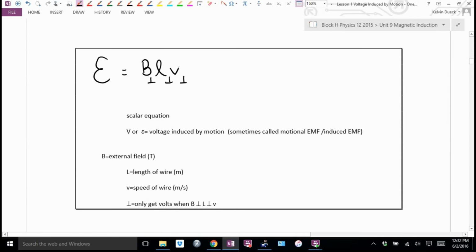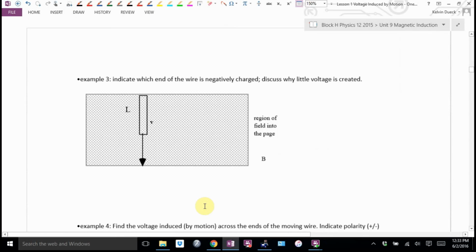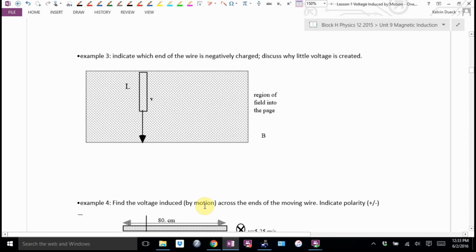So here's our scalar equation. It gives us a scalar magnitude. V, which I'm going to use the EMF symbol for, voltage. And we have our external magnetic field, the length of wire, the speed of the wire, and you only get volts when they're all perpendicular. What if they're not perpendicular? This will answer your question better. So on the next page, here's a picture.